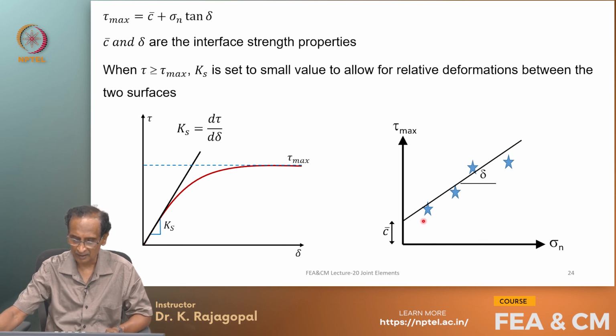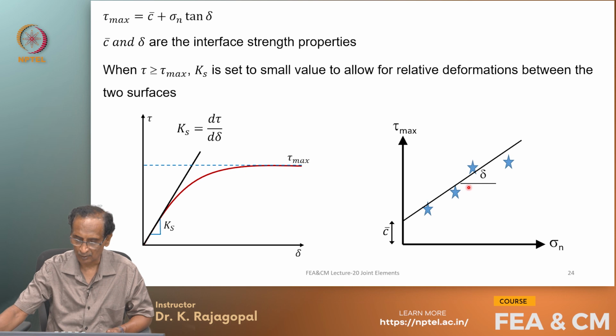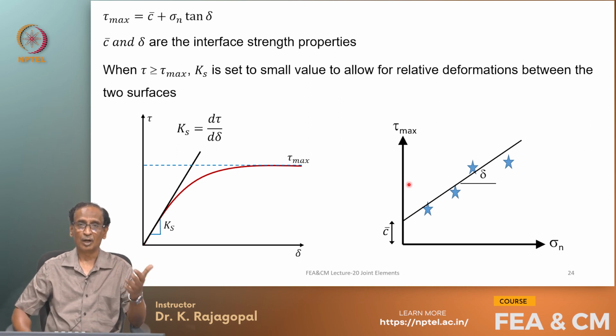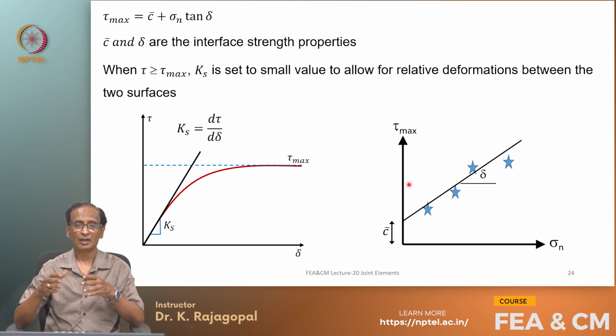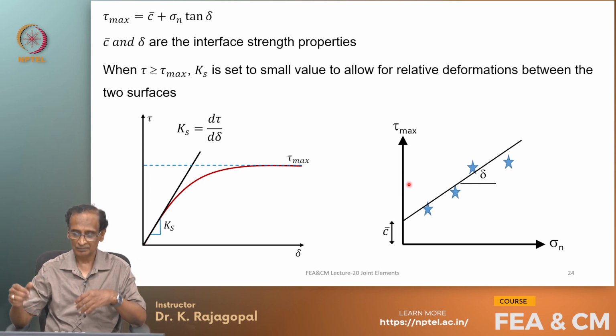Here, let us say that we have performed 4 different tests at different normal pressures, and then we can do some regression analysis and plot the best fitting line. The intercept on the y axis is your interface cohesion C bar, and the slope is your delta. So, it is actually very similar to how we perform the normal direct shear test and determine the C and phi of the soil.